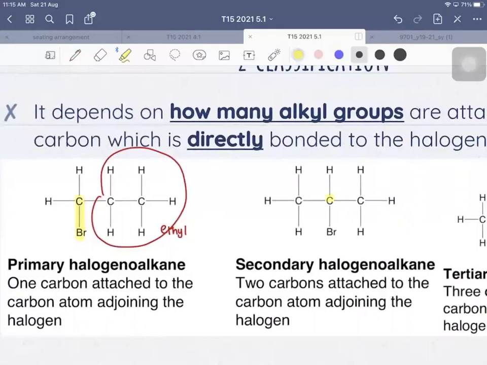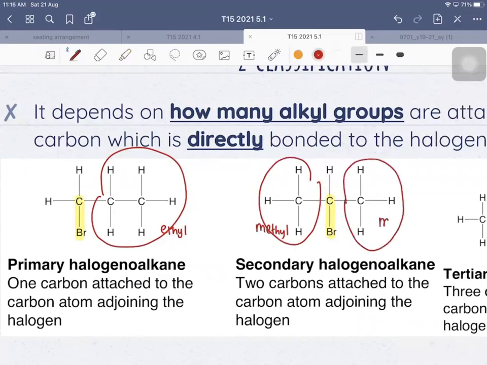So you can see the pattern already. If it's a secondary, again, highlight your carbon-halogen bond. In this case, it's still C-Br. And you want to look at the bonds that are directly attached to that carbon. So you have a methyl group, 1. That's just hydrogen on top. And on the right is also another methyl group. So you have 2 alkyl groups attached to the carbon that is directly attached to the halogen.